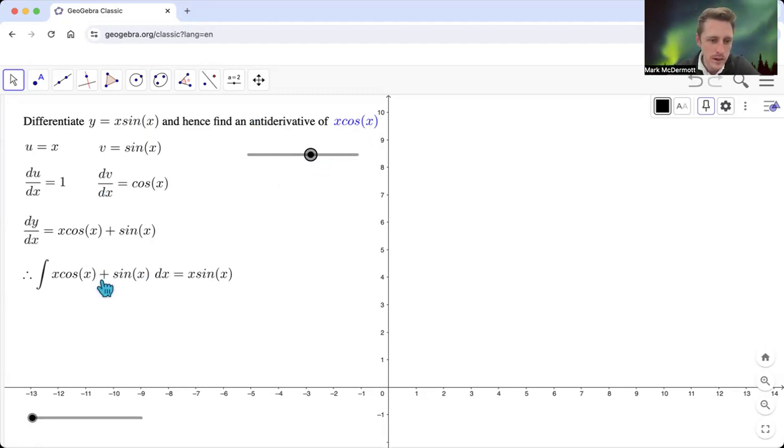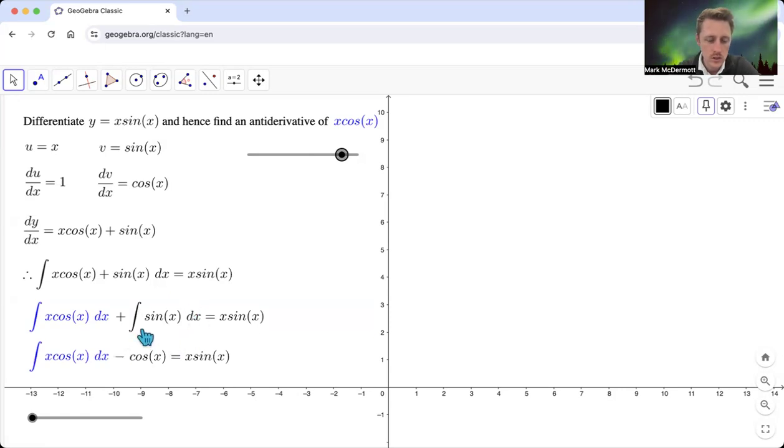So what we need to do is break this integral up into two separate things. And so, yeah, we get the integral of x cos x dx plus the integral of sine x dx, just using our integral properties. The fact that the integral of a sum is the sum of the integrals. Okay, and then we're almost there. We just need to, as I said, isolate this and move everything else to the right-hand side. So if we integrate sine x, we get negative cos x.